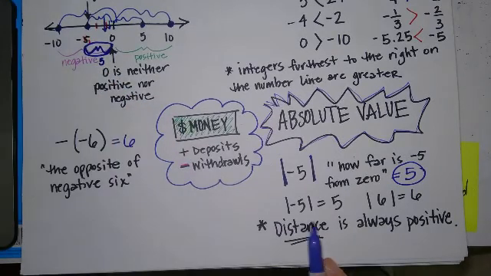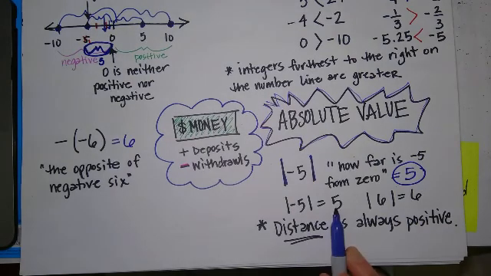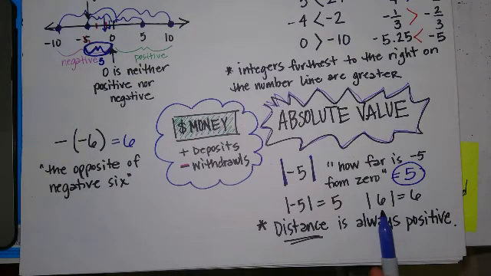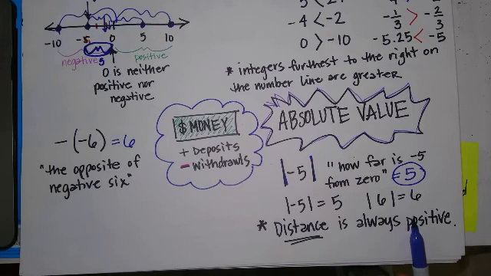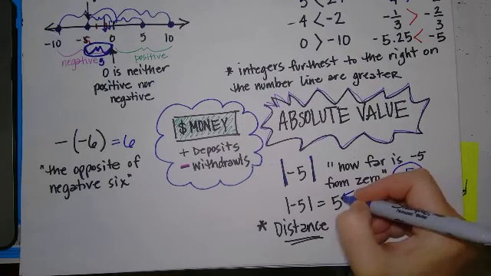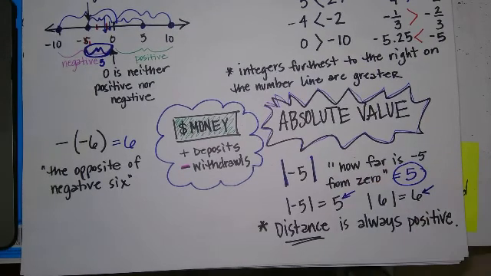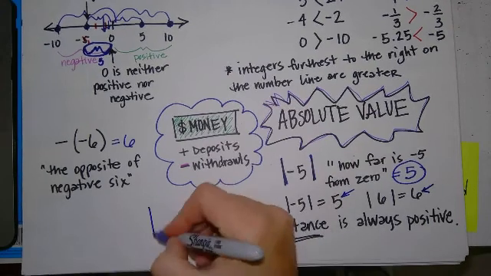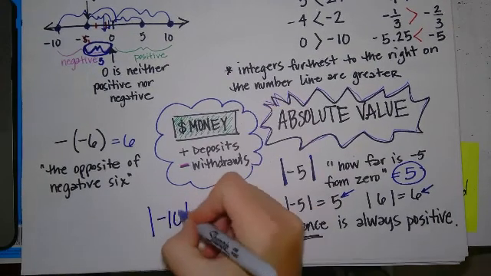Absolute value of -10 would just be 10. So notice the absolute value of -5 is 5. The absolute value of a positive number, like this one, +6, is also a positive number. So the absolute value here is always going to be positive.